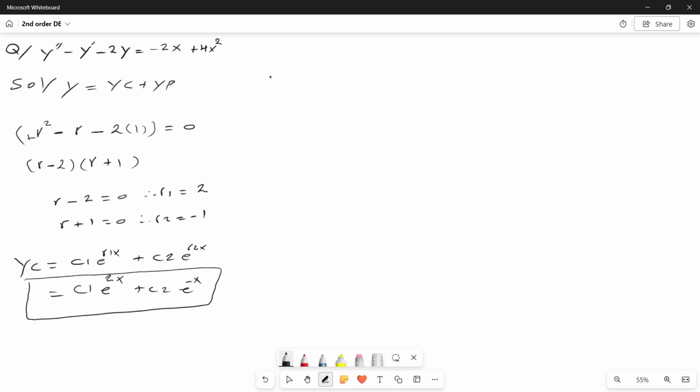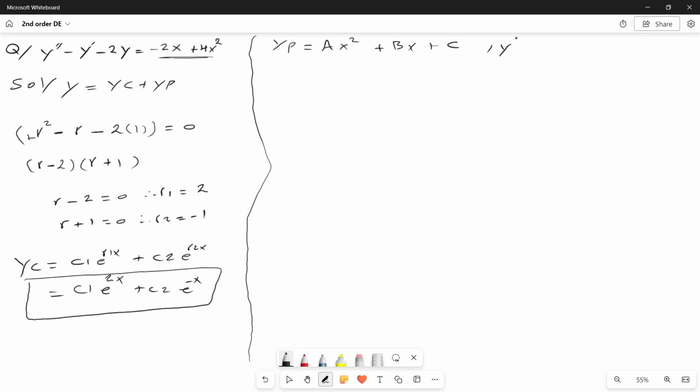Now we must find the particular solution, and the particular solution is dependent on the value of the function of x, which is this part of the equation. Since our function doesn't have an exponential or a trigonometric function, our particular solution would be as such: ax squared plus bx plus c. Now we must derive the particular solution twice to get y' and y'' to find the values of a, b, and c.